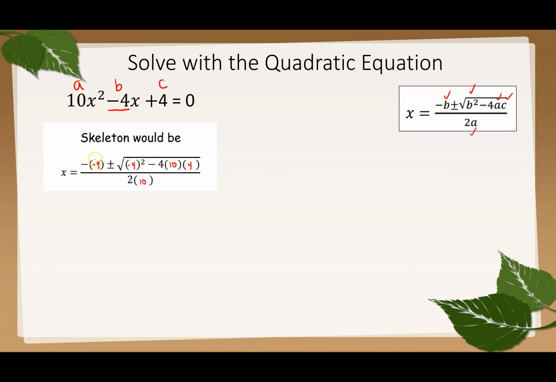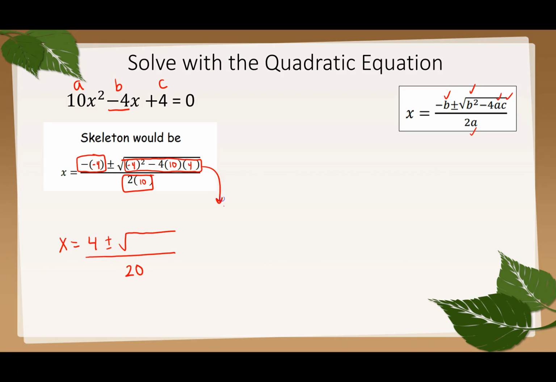Remember, I like to do this first and then do underneath the square root. Do not do the square root. Don't do it. And then that. So this is going to give me x equals a +4 plus or minus something over 20.